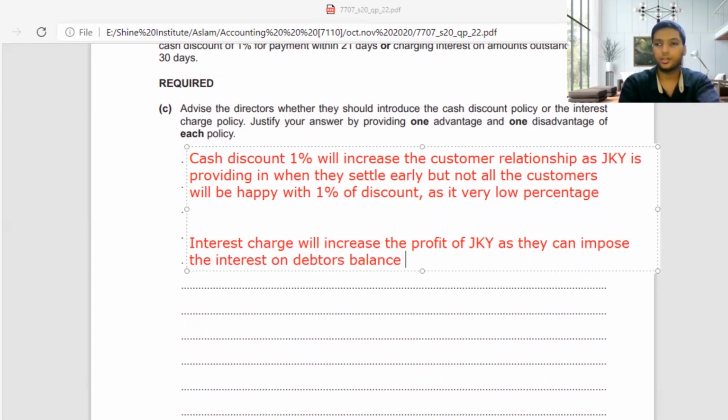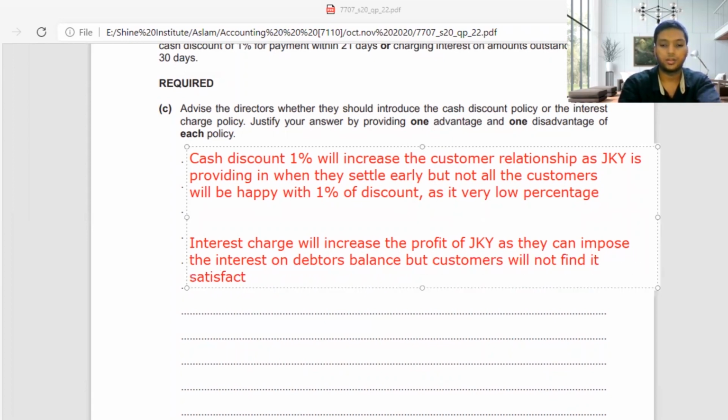So what is the wrong thing, guys? If you are imposing interest, some customers will feel it so unfair and they will move to another alternative. But customers will not find it satisfactory, and they might move to another supplier. So simple as that, guys.